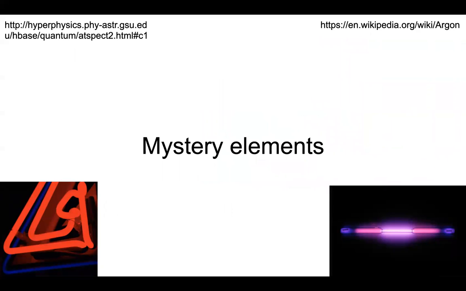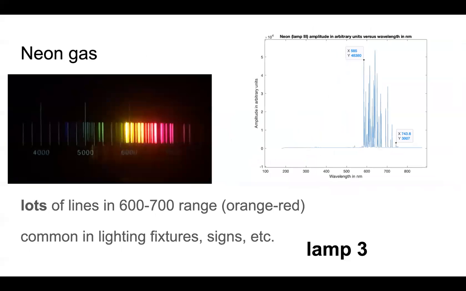Now, we also have two mystery elements that were unknown to us. We were given a hint that these elements are commonly used in discharge tubes. Now, that's a good indication that probably what we're going to find here are two noble gases, and that is what we find. So first, we have neon. This is lamp 3. Lots of lines in the 600 to 700 range, which is an orange-red. And we all are familiar with this.